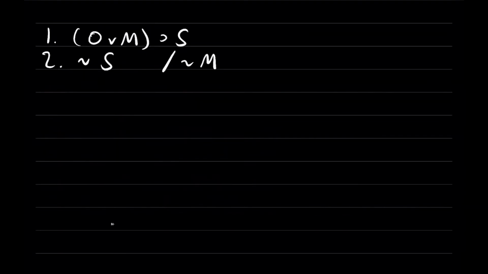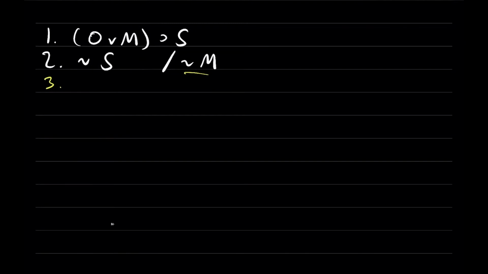Okay, moving on. Here we're given two premises. If O or M, then S. Line 2 says S is false, and we're just trying to get not M on its own line. Okay, let's dive in. I think there's one really obvious starting step here.